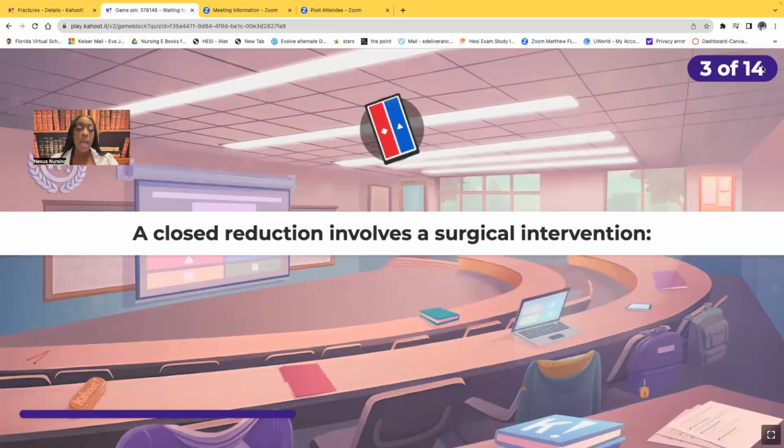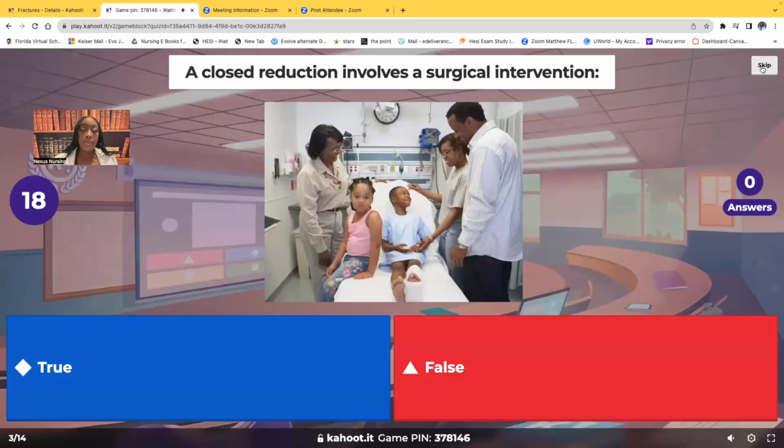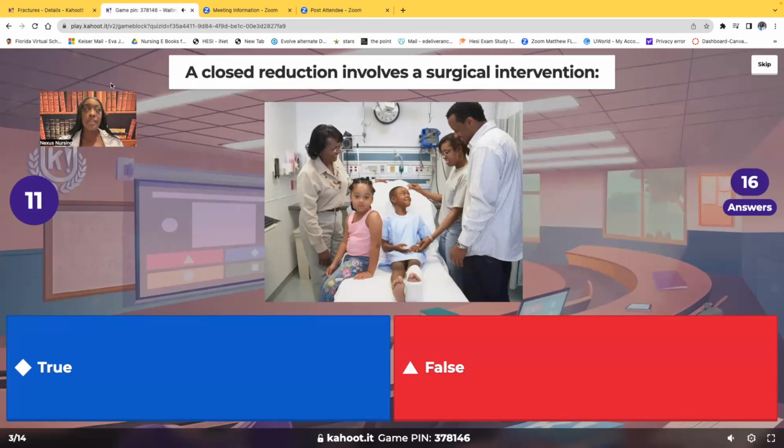True or false? A closed reduction involves a surgical intervention. Is this true or is this false? A closed reduction. Does this involve surgical intervention? True or false?